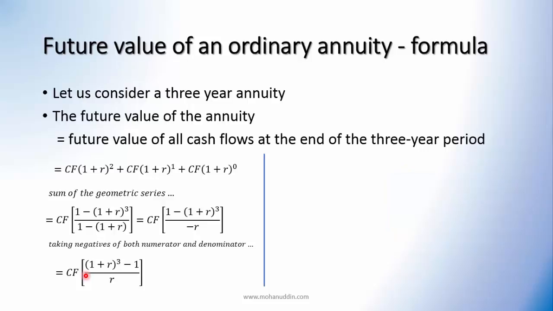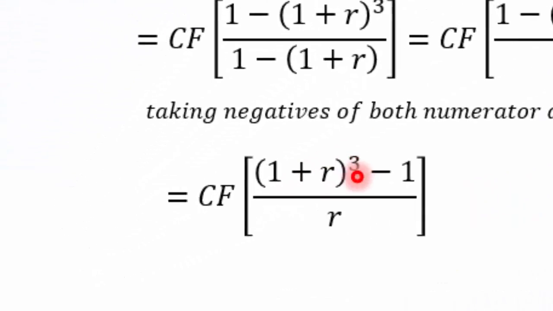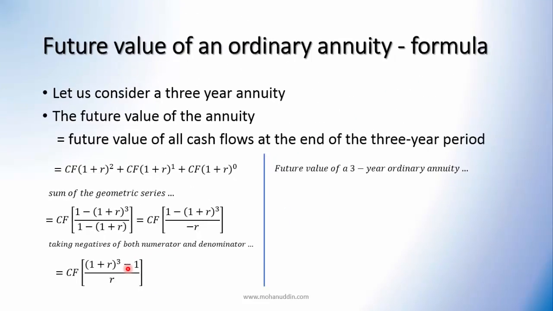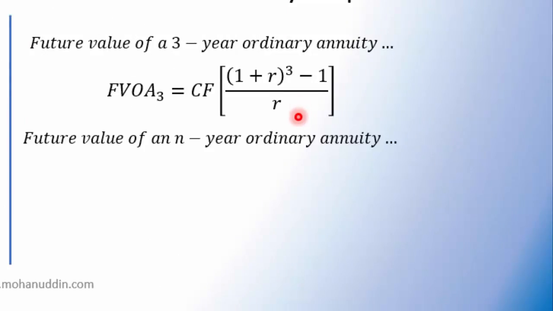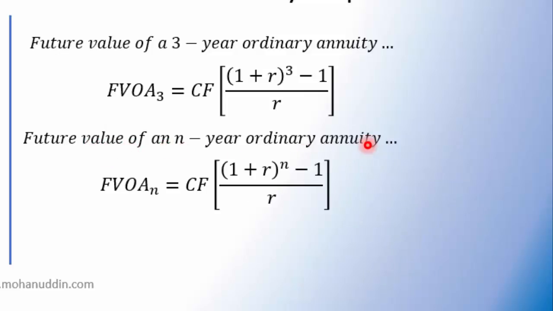Now if you do it for 4 years, 5 years, 95 years, you will get, let's say for 95 years, you will get 95 here. All other things will be the same. So the formula, because the future value of a 3-year ordinary annuity is like this, if we do it for any number of years, let's say n years, then the expression for the future value of an n-year ordinary annuity will be like this.